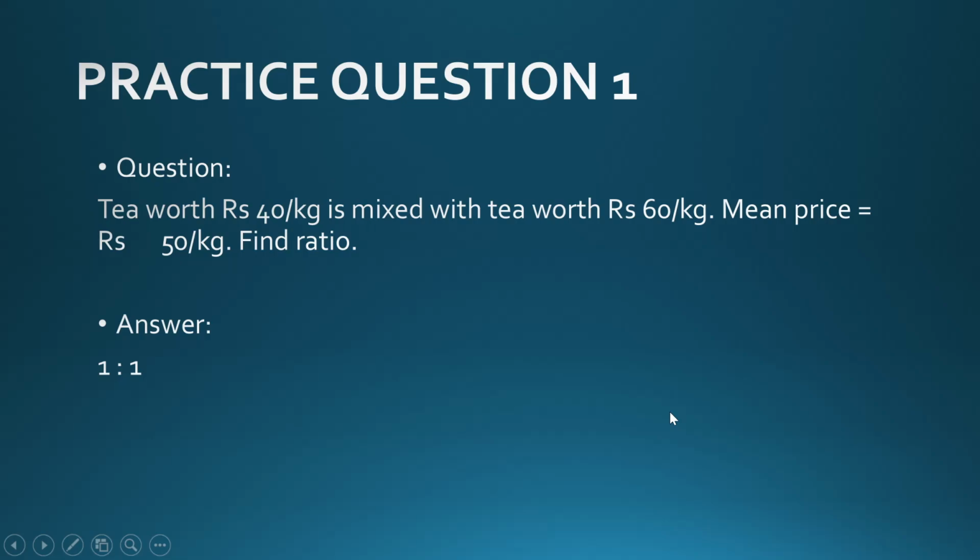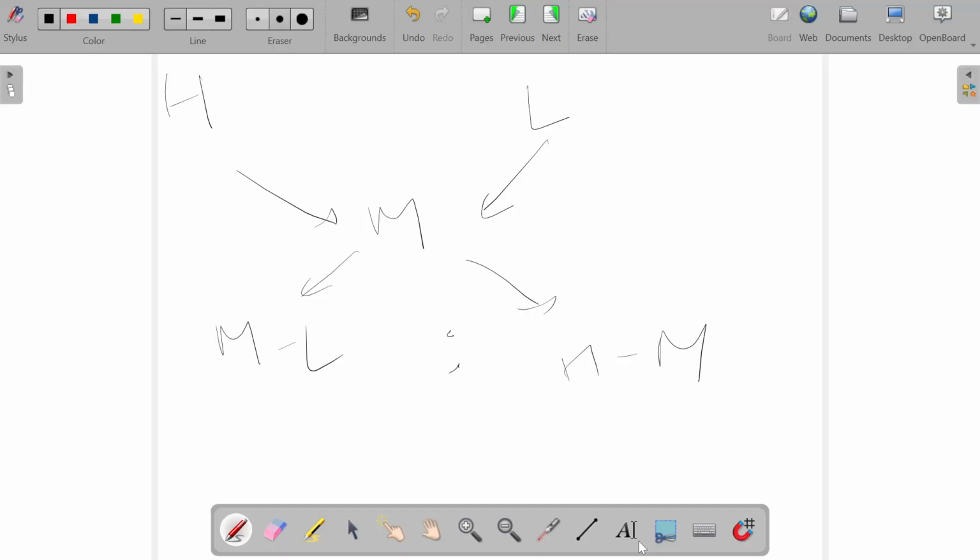Okay. So let's look at this question. Tea worth rupees 40 per kg is mixed with tea worth rupees 60 per kg. The mean price is rupees 50 per kg. So find the ratio. Okay. So again, we'll use the same alligation formula. So let's solve it.